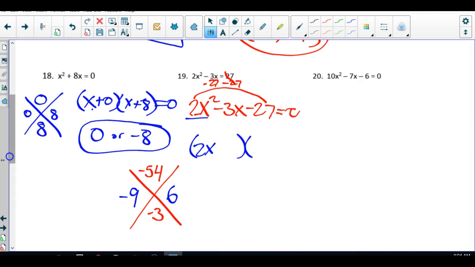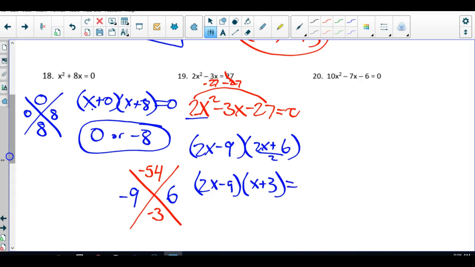2x and 2x. Minus 9 and plus 6. Now we've got to make it right. There are no common factors here. 2x plus 9. And I can factor out a 2 here, so x plus 3 equals 0.